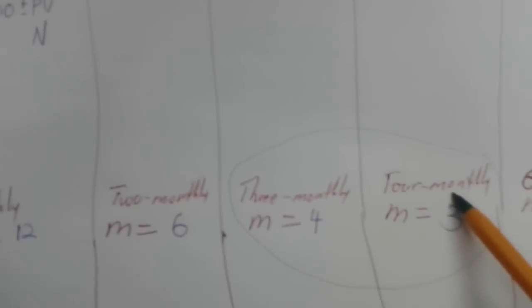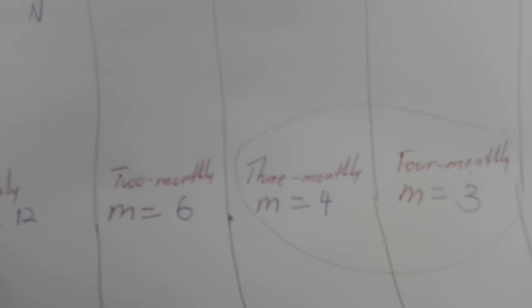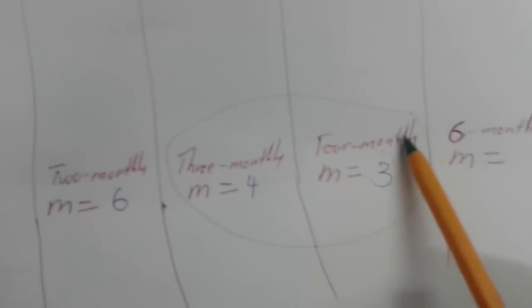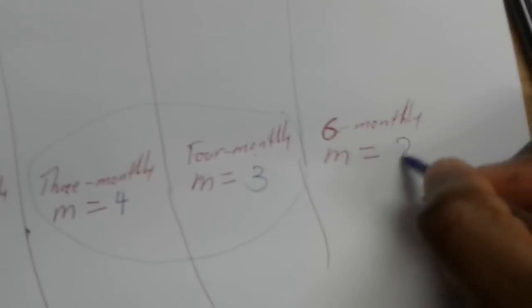They are always confused. When you say 4 monthly, some people think it's quarterly. When you say quarterly, some people think it's 4 monthly. It's not the same. And of course, 6 monthly, your m is 2.